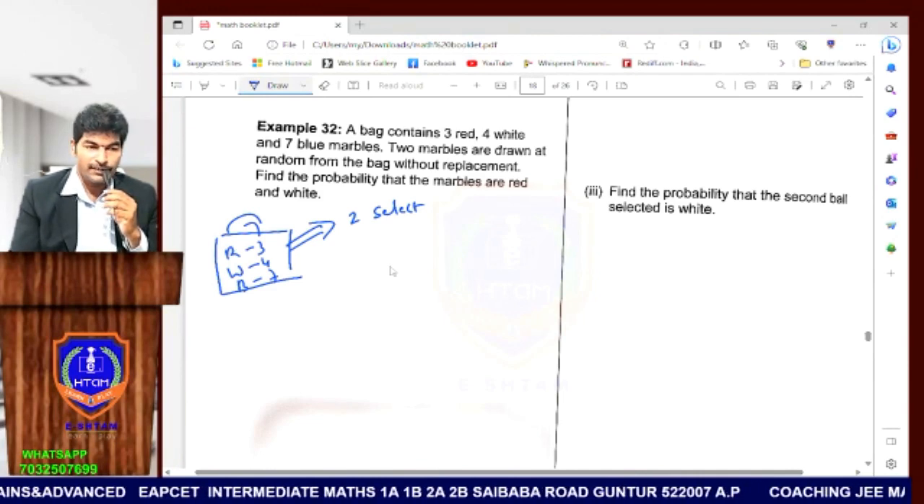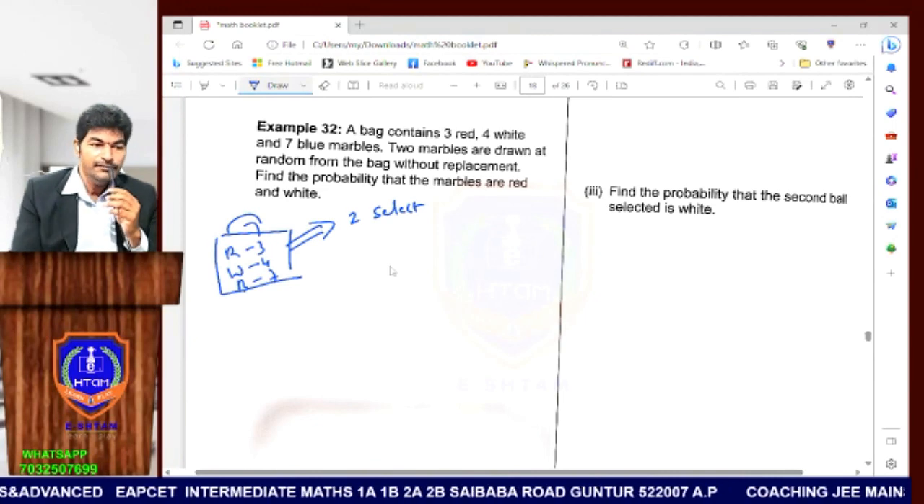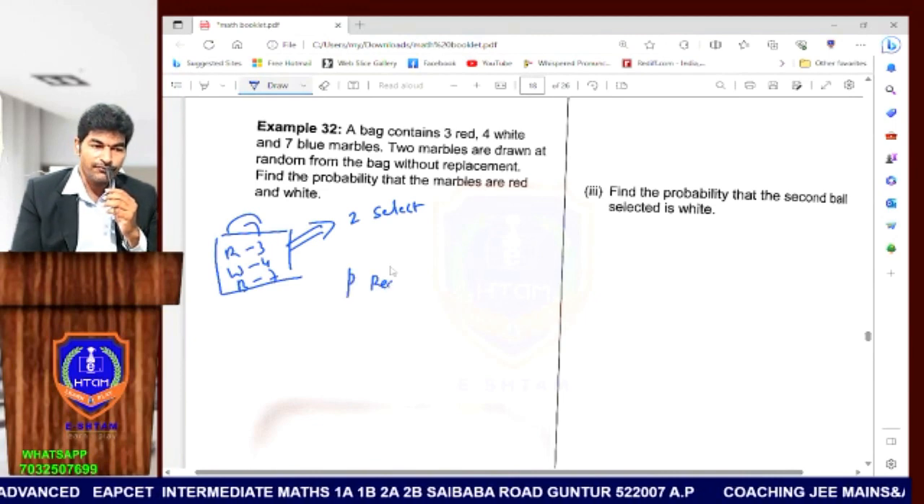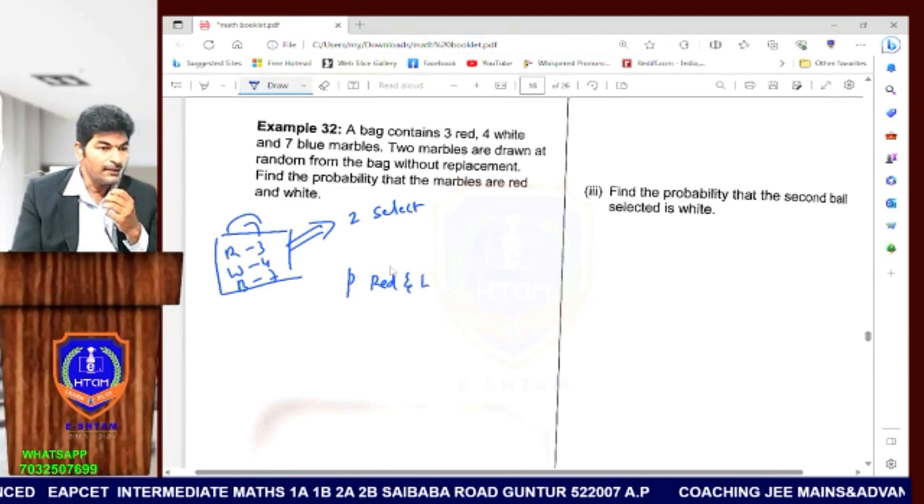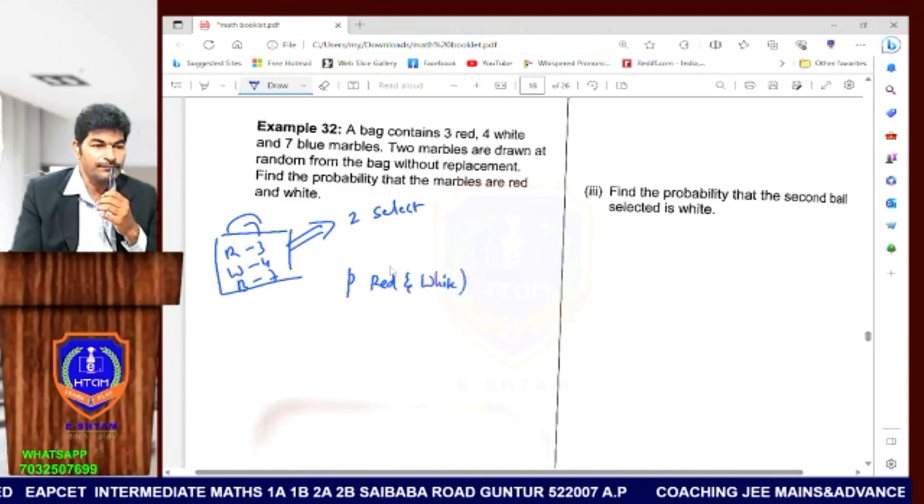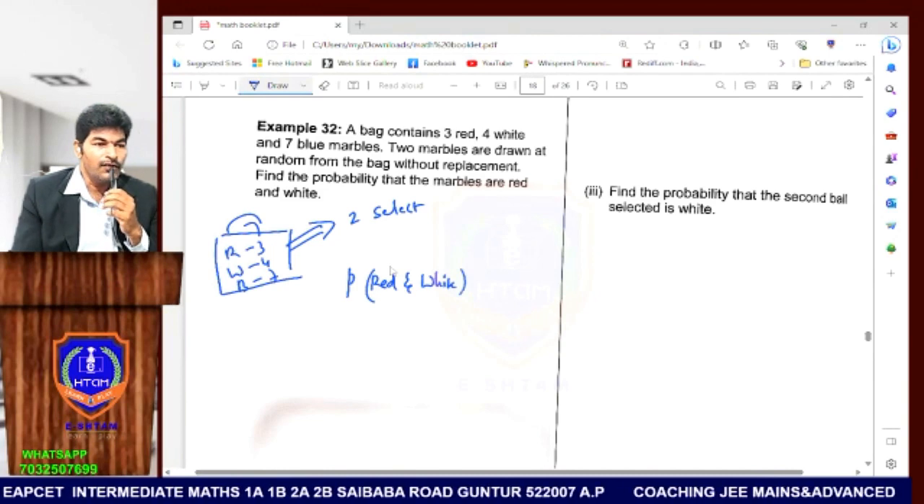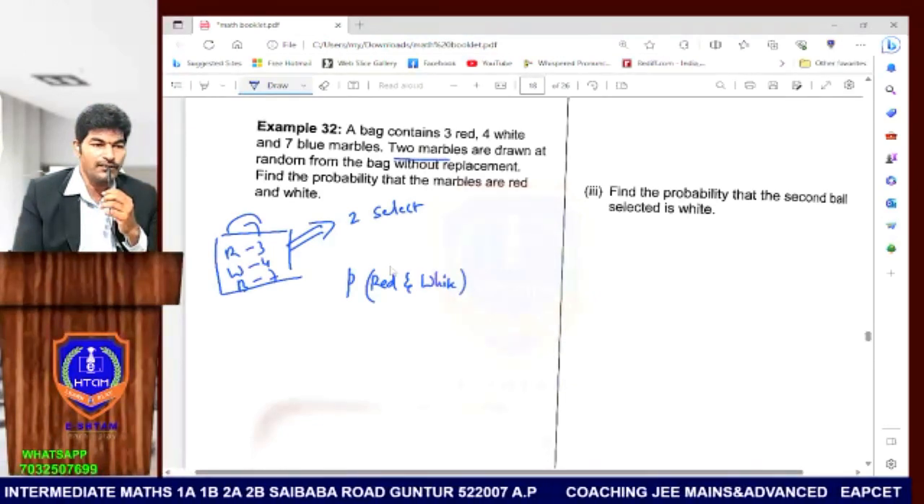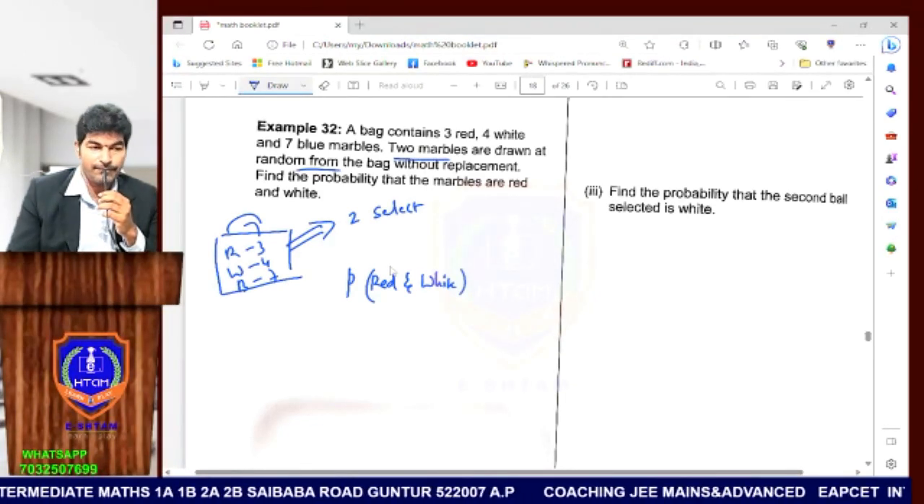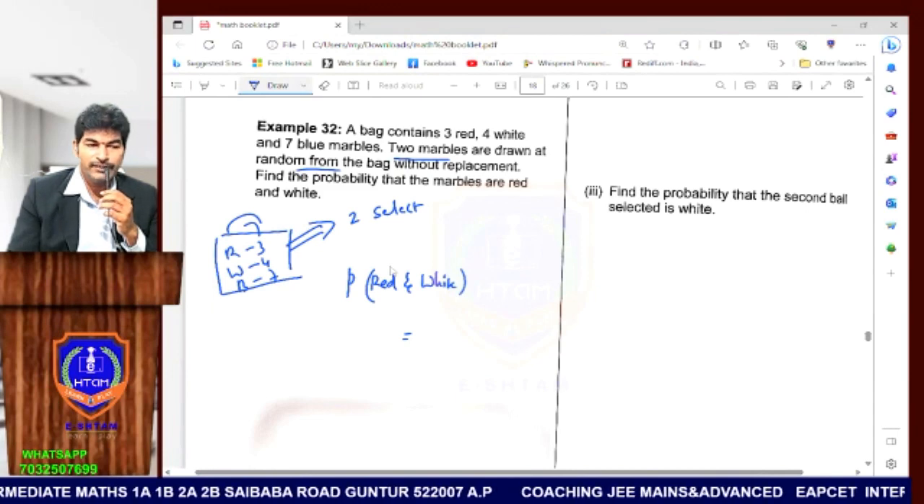Find the probability that the marbles are red and white. So probability of red and white. He said how many attempts he is making, without replacement. 2 marbles drawn at random. So 2 are taken from the bag at the same time, and they should not be replaced. It is not needed to say the word not replaced because we are picking up 2 marbles.